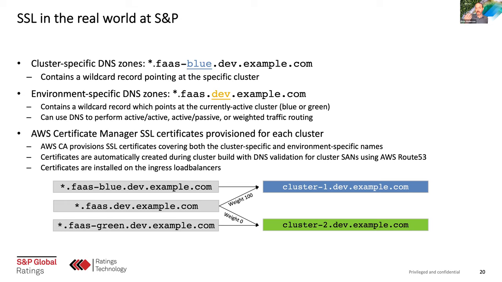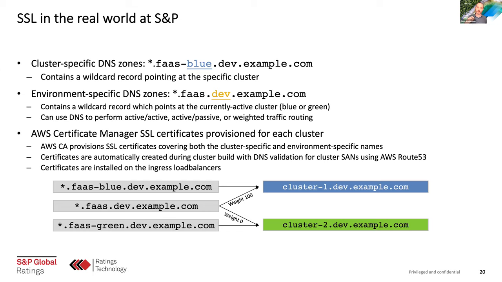They also have a top level DNS zone for the environment. So dev has a different domain than UAT or production. And so if you don't want to have to think about, are we in blue or are we in green, you can just hit that top level thing. If you need to go into details, it's there. And they integrated with AWS Certificate Manager to do the provisioning.